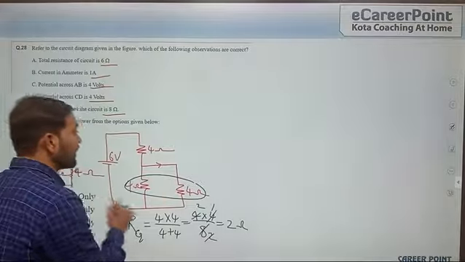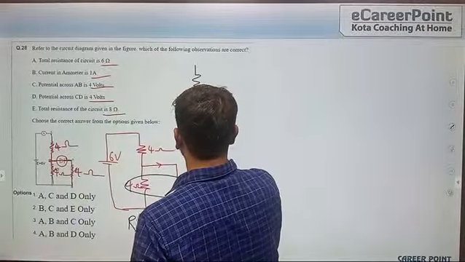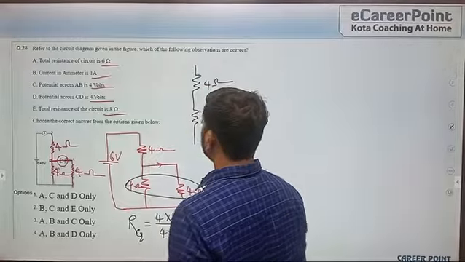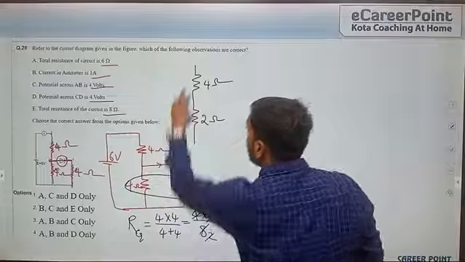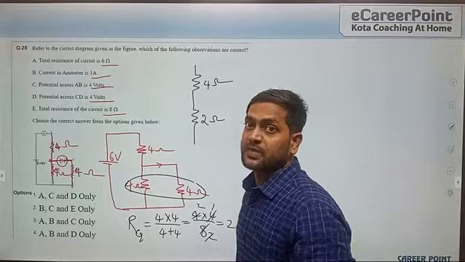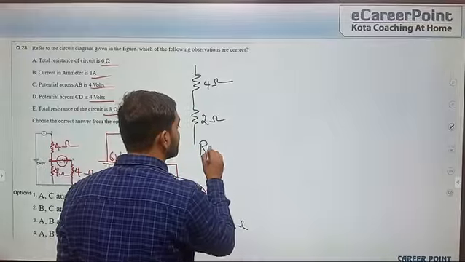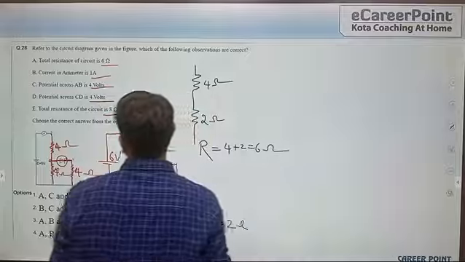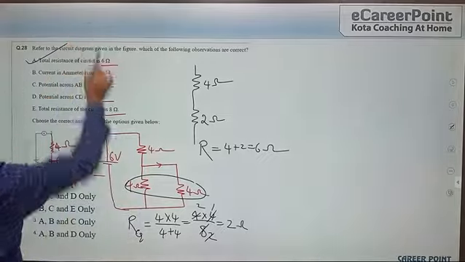Let us draw this again. Here we get 2 ohms, and here we get 4 ohms, so it is in series. So it is parallel and then in series. Series means R1 plus R2. The total resistance of this circuit will be equal to 4 plus 2, that is equal to 6 ohms. So the total resistance of the circuit is 6 ohms, which is the correct option.